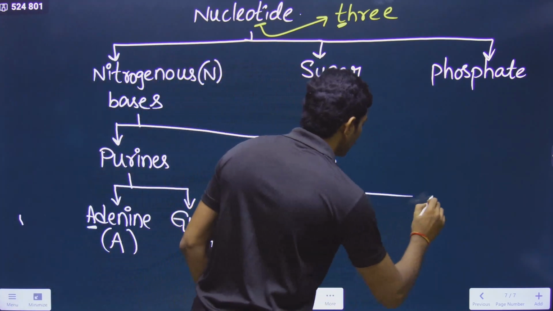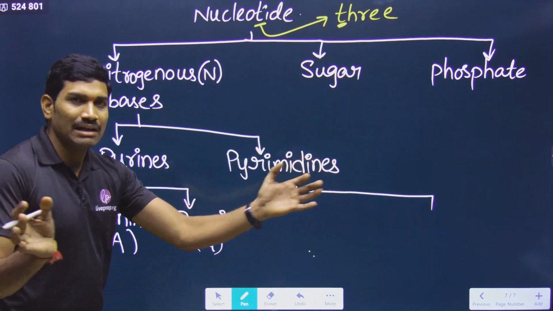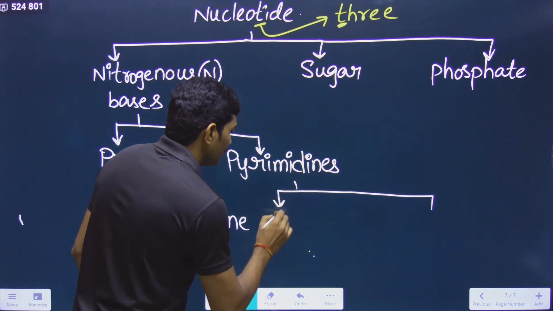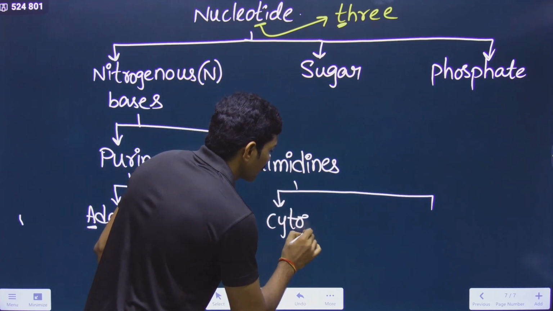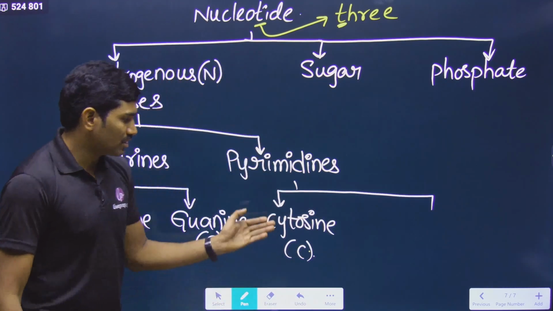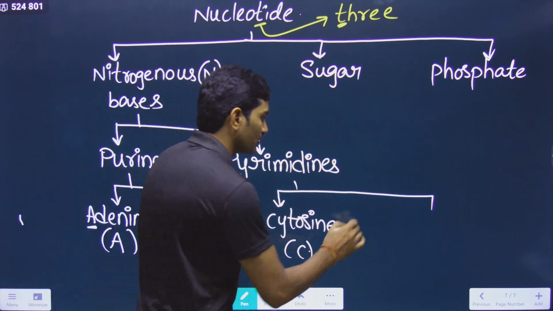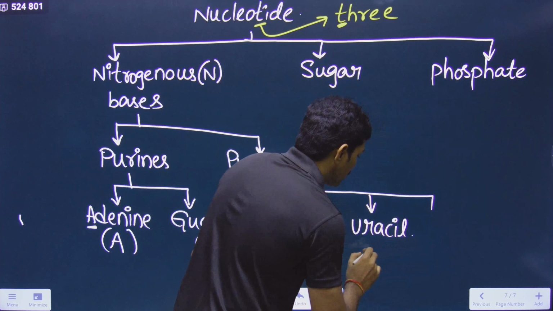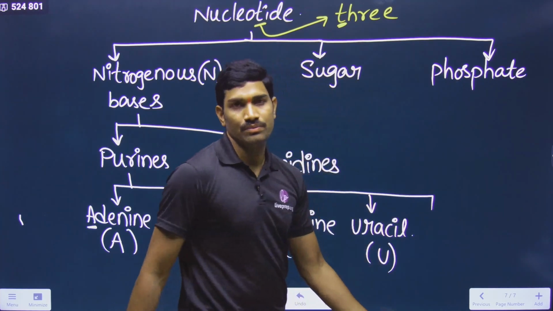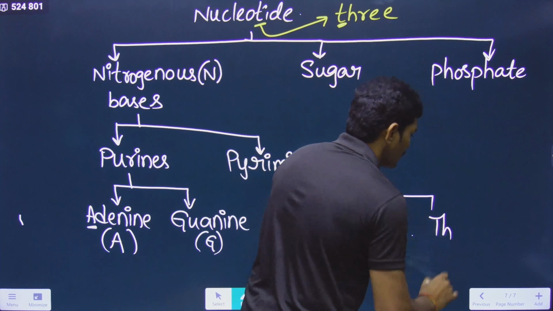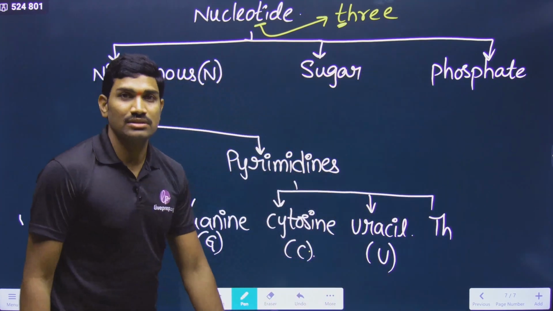Next one. But pyrimidines, overall for DNA and RNA combinedly, three types of pyrimidines are present. What is the first one? Cytosine. First one is cytosine and it is indicated with capital C because the first letter is C. Next one is uracil, and it is indicated with U. And after this, the third one is thymine.